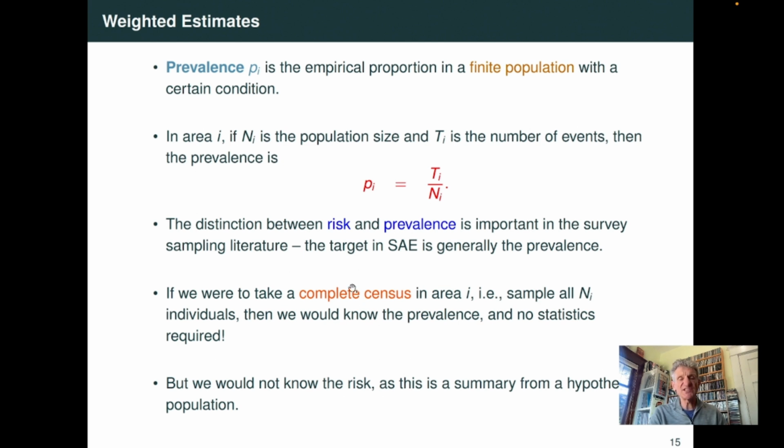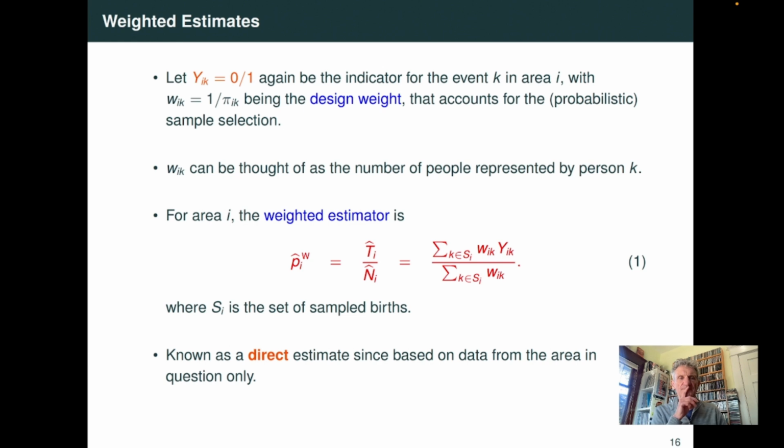And of course, if we were to take a complete census, i.e. sample all N_i and see all the subsequent life history of those babies, then we would not need statistics because we'd know the answer because we've seen everyone. But of course, we don't see that in general. But in that scenario, even when we see everybody, in the risk scenario, we don't know the true risk because the risk is pertaining to some infinite population. Okay. So again, with the same notation, we've got these 0s and 1s.